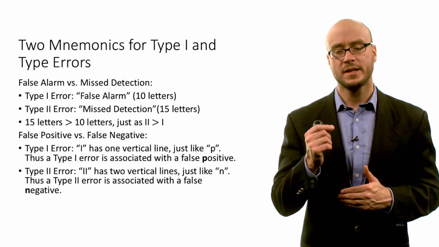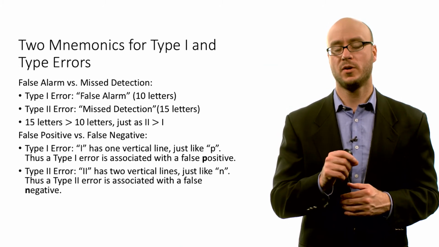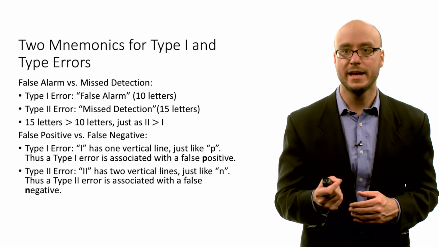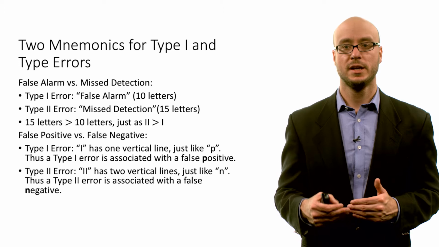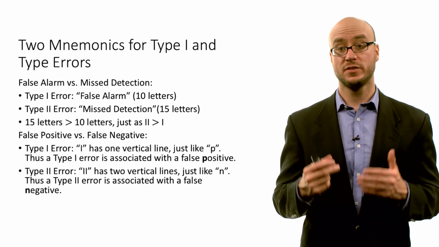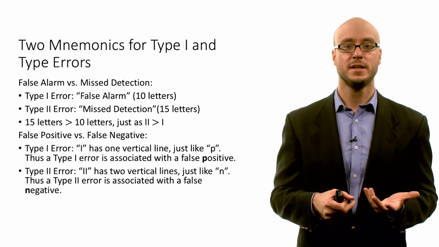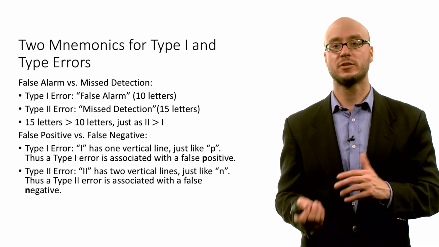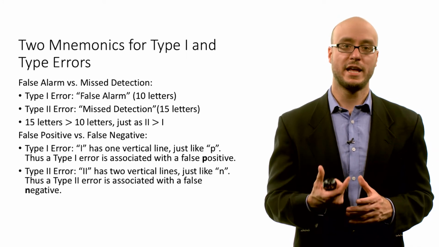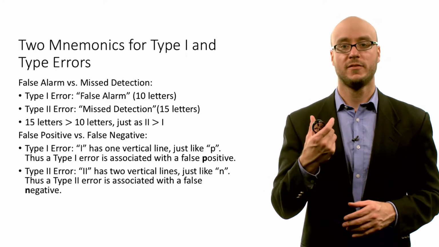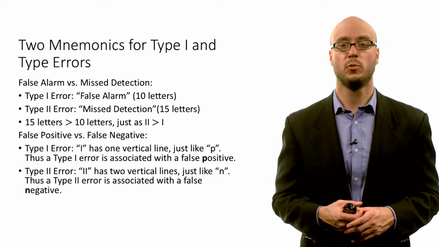A type 1 error could be considered a false alarm. And if you add up all the letters of false alarm, there are 10 letters there. A type 2 error can be viewed as a misdetection. And if you add up all the letters for misdetection, you have 15 letters. Well, 15 letters is greater than 10 letters in the same way that 2 is greater than 1. So misdetection has more letters, and that's associated with a type 2 error. False alarm has fewer letters, and that's associated with a type 1 error.